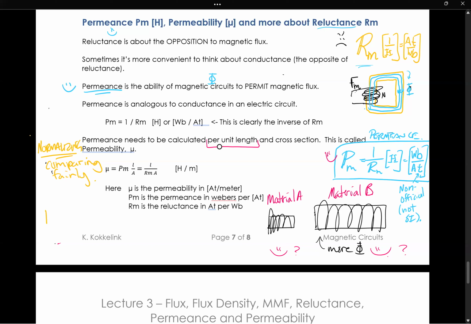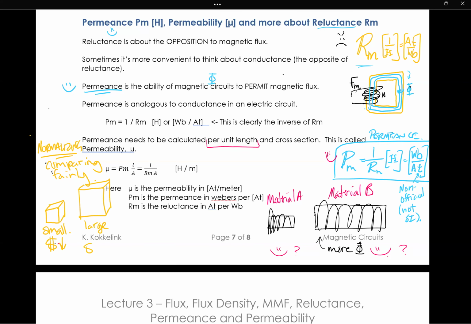So my example is that we go into a grocery store and we see a box of cereal, and it's a small box of cereal, but it also has a small price. And then we see a large box of cereal, and it's large, but it has a large price. So are these equivalent to each other?